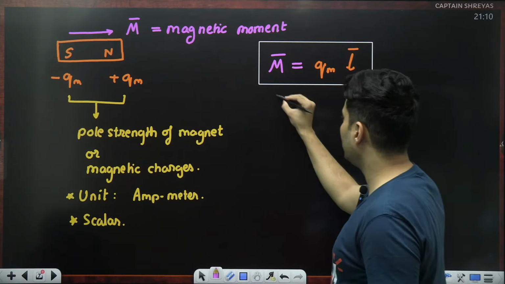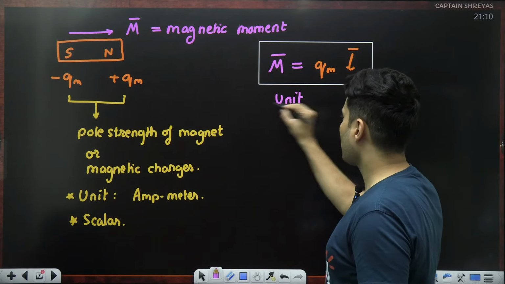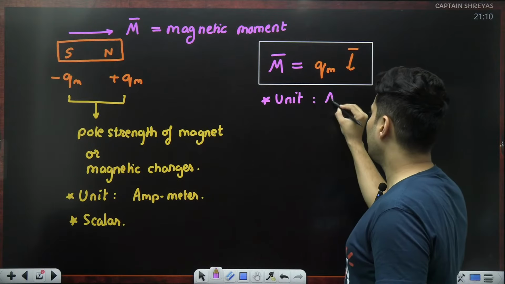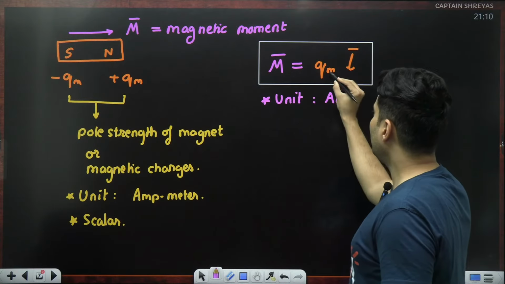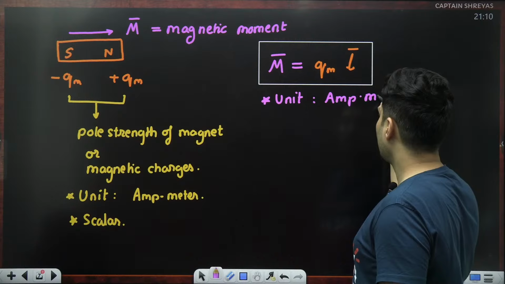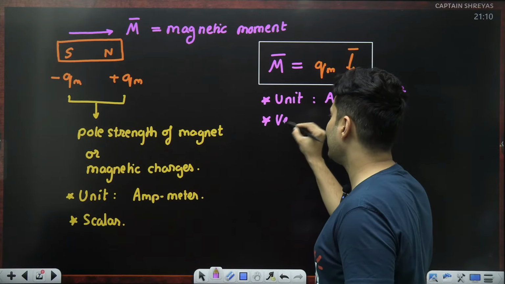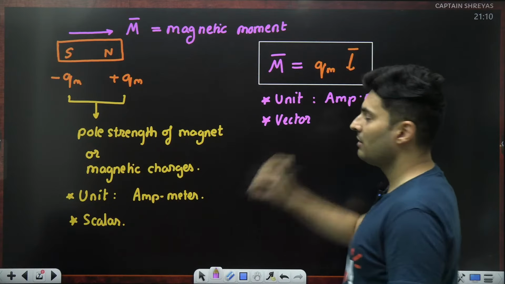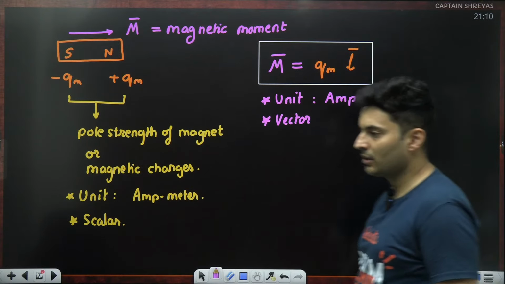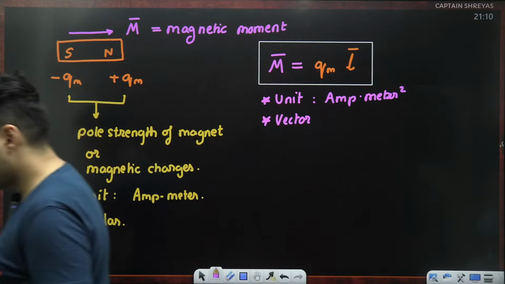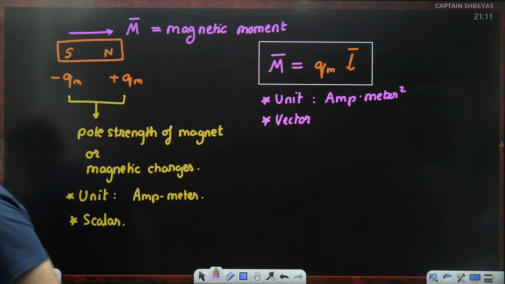Remember the unit of magnetic moment. The unit of magnetic moment will be ampere meter into meter, so ampere meter square. And it is a vector quantity. We have seen that in the previous lecture. We have seen that it is a vector quantity, if you remember it. Yes, this is 12th standard. Yes, Black Thunder, I hope this is clear. Everyone? Very good, till this point.